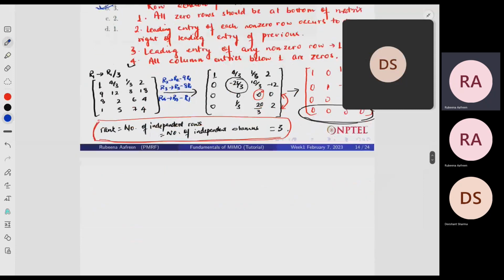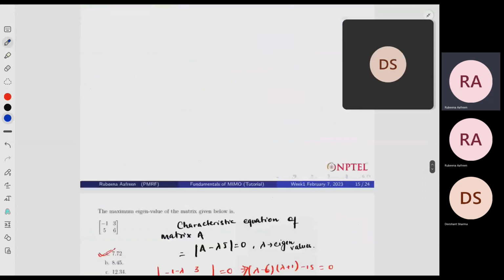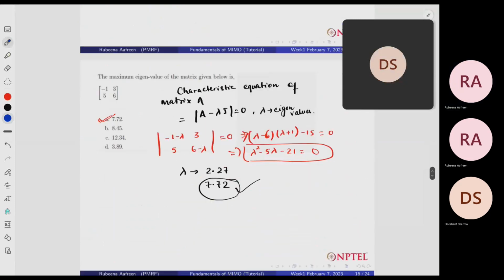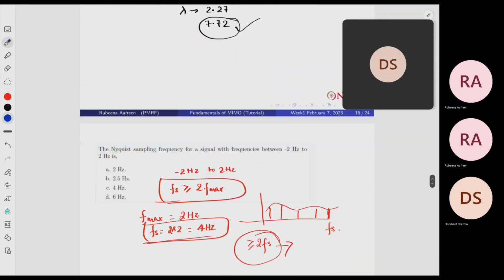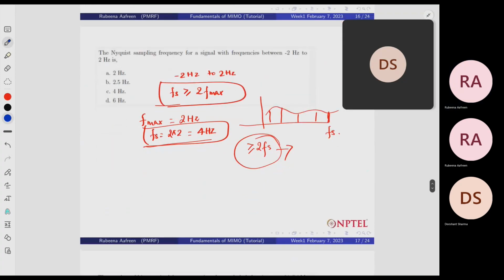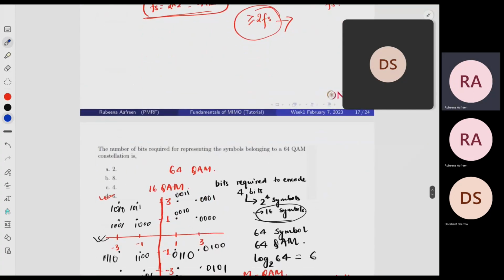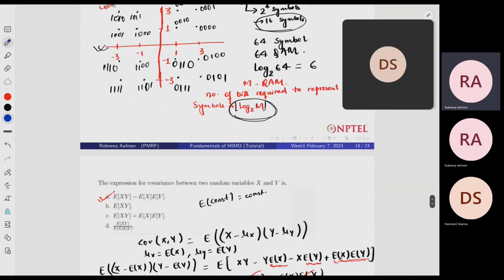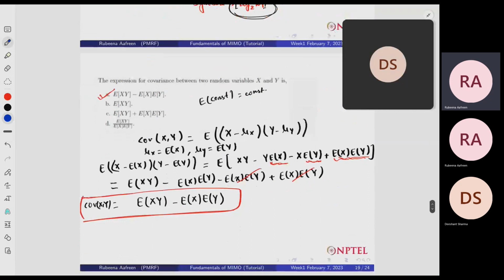before going on to the next lectures. So these are the prerequisites, so you have to be very clear in all that. So solve these questions. We describe the Nyquist sampling criteria. Then we describe the constellations, QAM constellations and covariance.